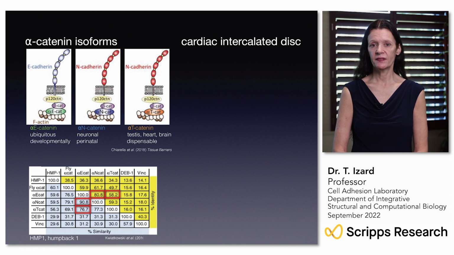As you can see from the table, these 3 different alpha-catenins are very similar. They even have high similarity to the roundworm ortholog HMP1, which stands for humpback based on the phenotype that we'll talk about later. And I already mentioned the similarity with vinculin.